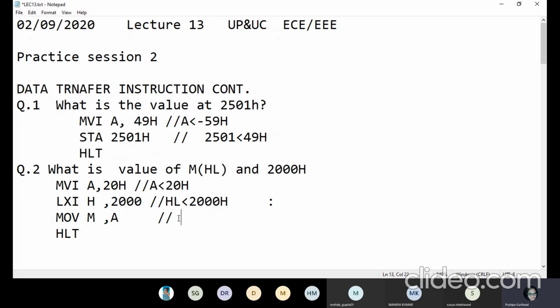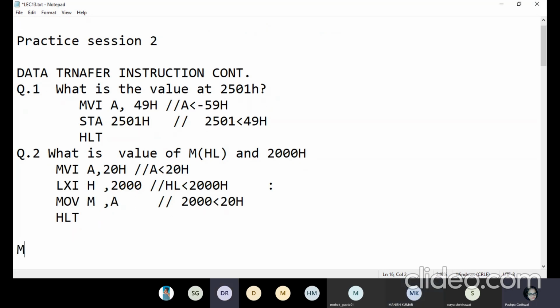So can anybody tell me the meaning of this instruction? MOV A comma M. What is the meaning of this? M is HL. HL is right now 2000H. So 2000H is loaded with 20H. This is the meaning of this instruction. This instruction can be in this format also. So what is A comma M? The memory location content will be transferred to the accumulator. If you are writing A comma M here, the accumulator content will be transferred to the memory location, and here the memory location content will be transferred to A, meaning copy, not transfer.